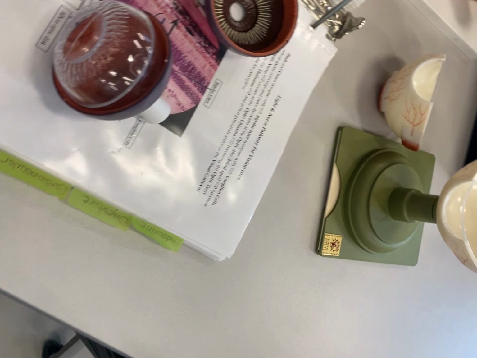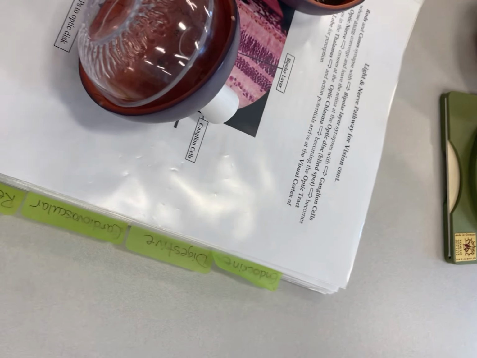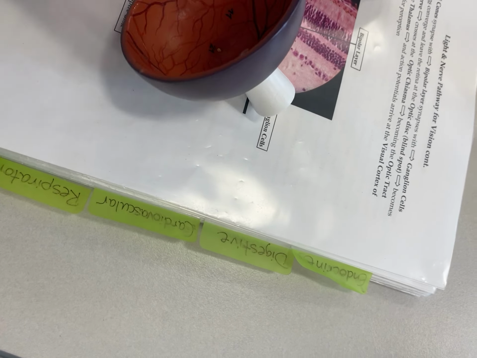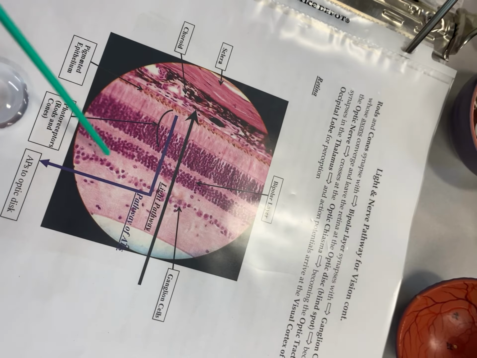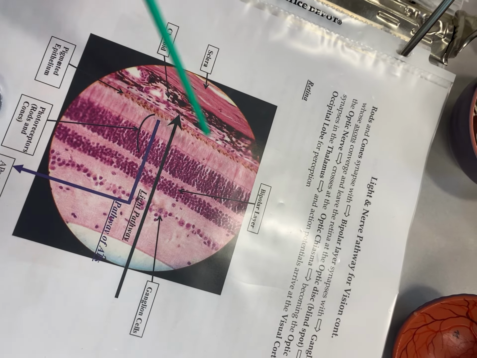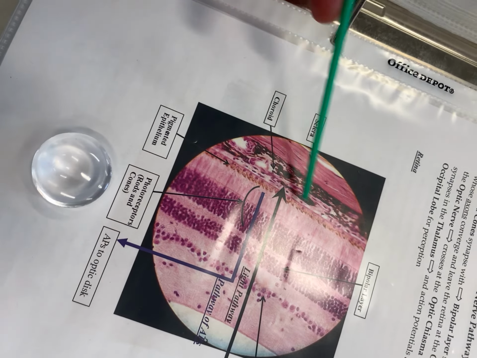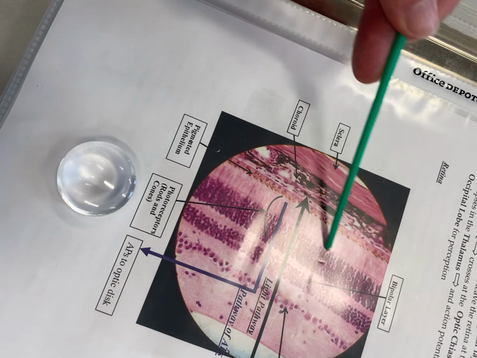Now, as for the light pathway, we essentially put all that back together. I'm not going to do that just for the sake of time, but it goes through the cornea, and then through the pupil, and then through the aqueous humor, the lens, the vitreous humor, and then to the retina. And then at the retina, this is where the conversion happens. So it goes through the ganglion cells, and then the bipolar layer, the rods and cones, and then the pigmented epithelium here.